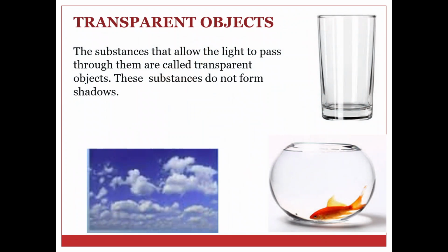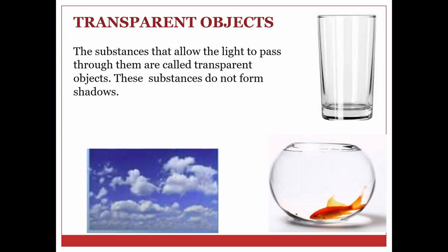Transparent objects. The substances that allow the light to pass through them are called transparent objects. These substances do not form shadows. Like a glass, we are able to see the things inside the glass. We pour juice or water. We are able to see it because glass is transparent. It is allowing the light to pass through it.